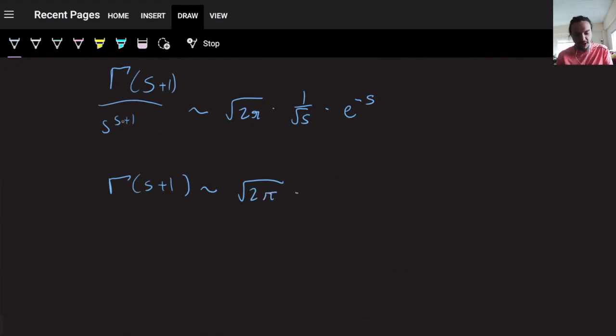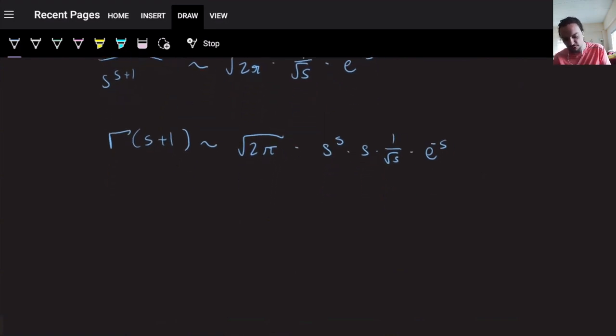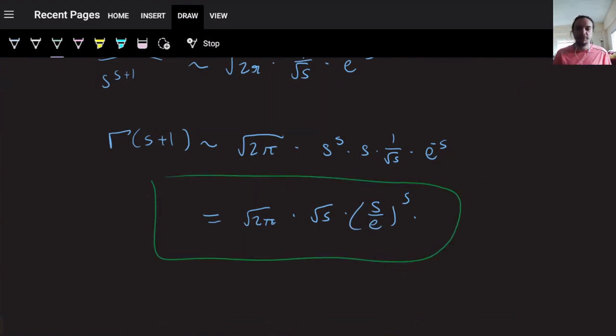Now I'm going to steal the s from s plus 1, so I'm going to get s to the s times 1 over square root of s times e to the minus s. The s to the s and the e to the minus s I'm going to combine, and the s and this 1 over square root of s I'm going to combine. This is equal to square root of 2 pi times square root of s times s over e to the s. And we did it. We proved Stirling's formula.